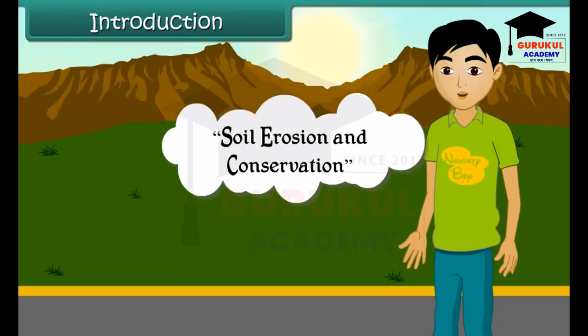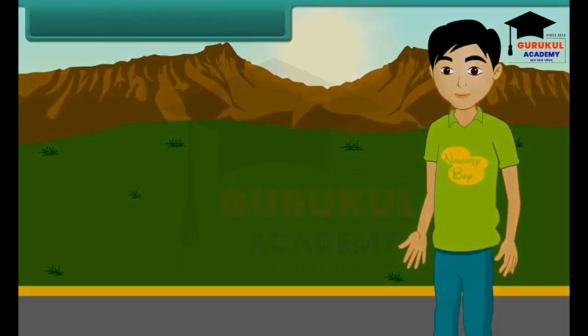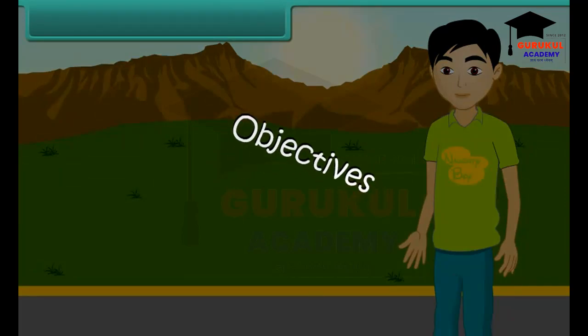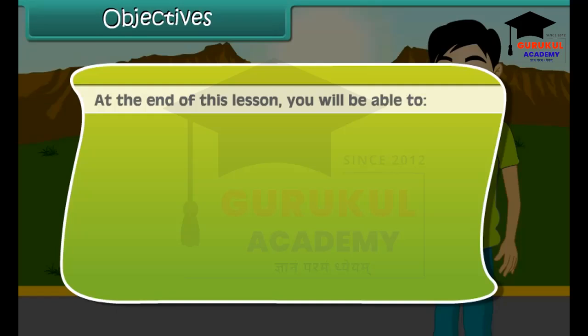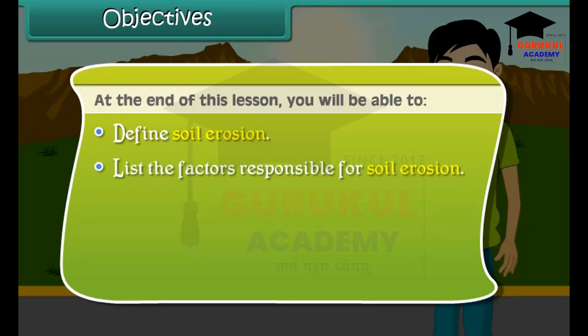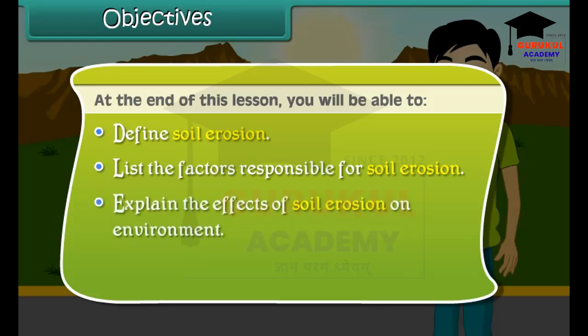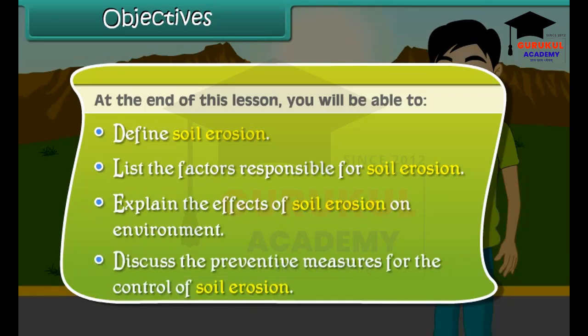Soil erosion and conservation. Objectives. At the end of this lesson, you'll be able to define soil erosion, list the factors responsible for soil erosion, explain the effects of soil erosion on environment, discuss the preventive measures for the control of soil erosion.